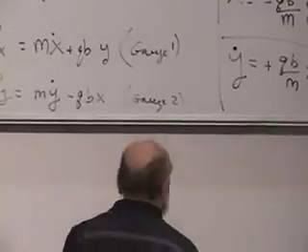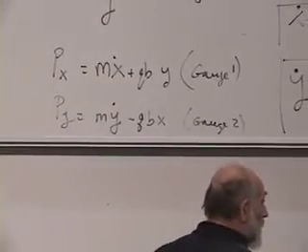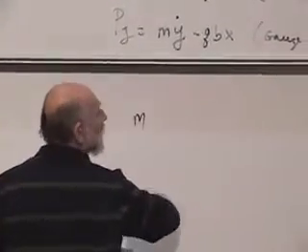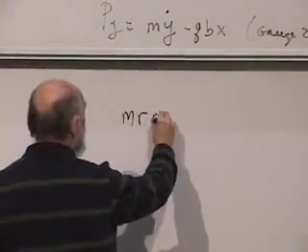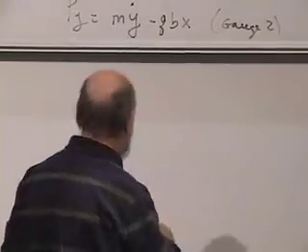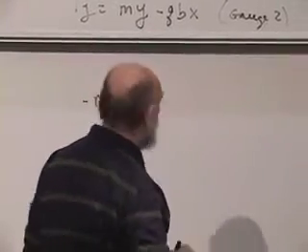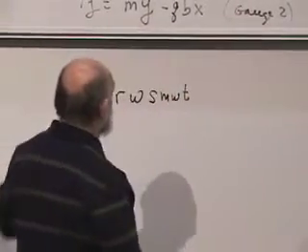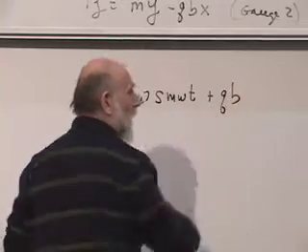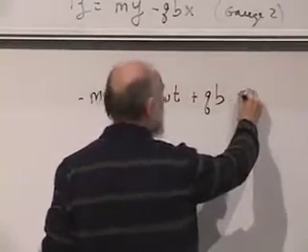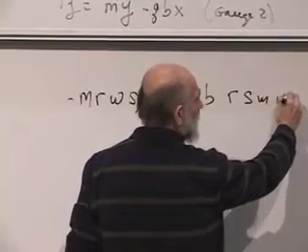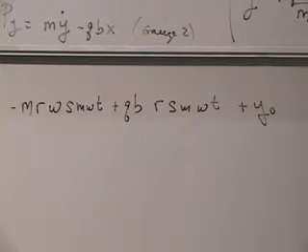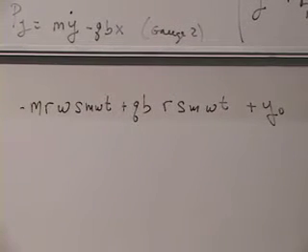Okay, mx dot is m times r omega times minus r omega sine omega t. Plus qby. What is y? R sine omega t plus y naught, right? That's px.